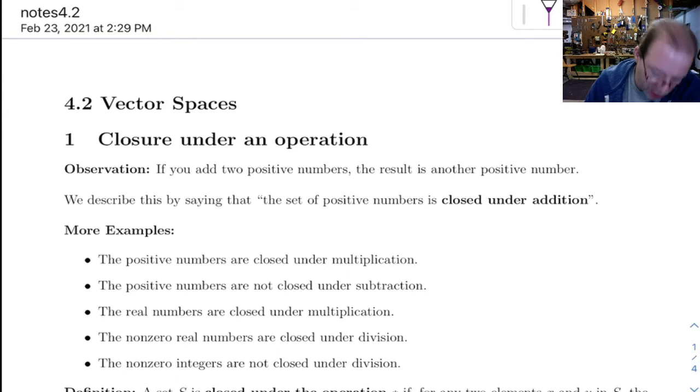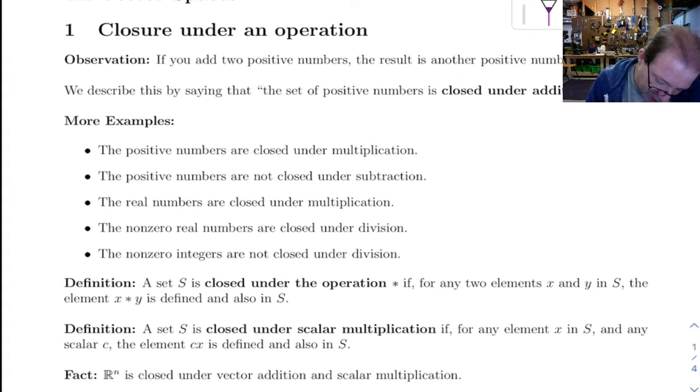So first up, think about the positive numbers. If you pick any two positive numbers and you add them together, the result is another positive number. And we describe this by saying that the set of positive numbers is closed under addition. So here are several more examples. The positive numbers are closed under multiplication because if you take any two positive numbers and multiply them together, you get a positive. The positive numbers, though, are not closed under subtraction because it's possible to find two positive numbers that when you subtract, the result is no longer a positive number.